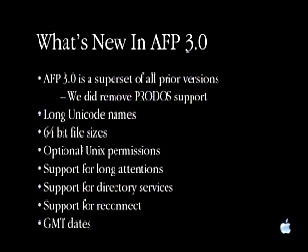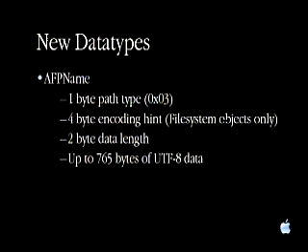The basic new data type that we've added is an AFP name. It's in the get file dir parms calls and things. It's a new path type. So it's a 1-byte path type, 4 bytes of an encoding hint, which enables the Finder and Carbon to display the file name or what have you correctly. And 2 bytes of length, and then up to 765 bytes of UTF-8 data.